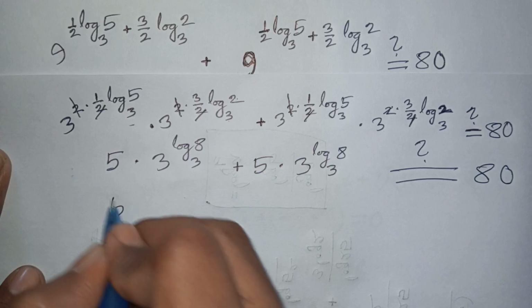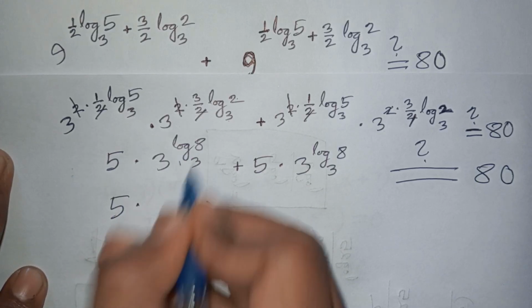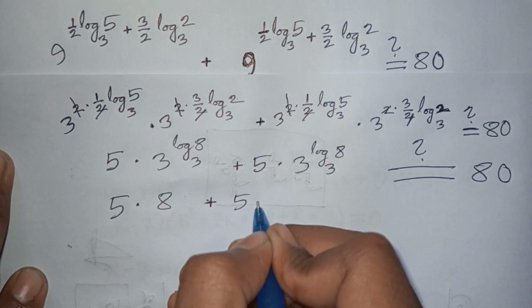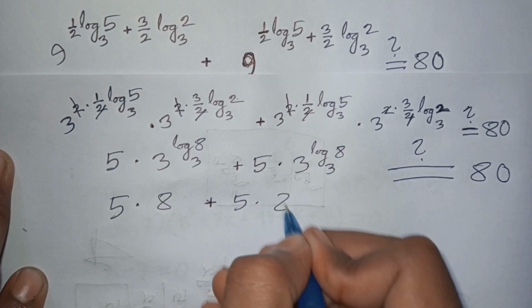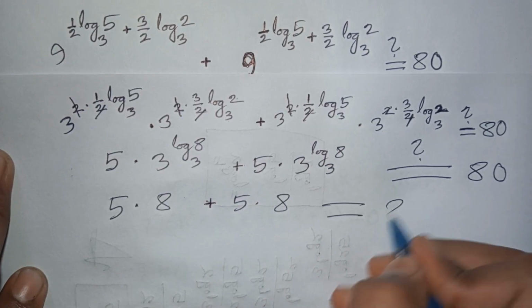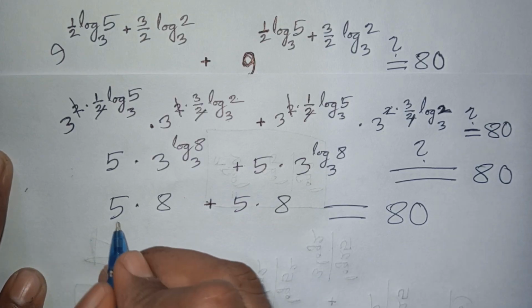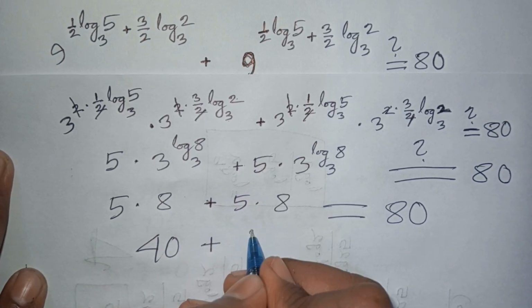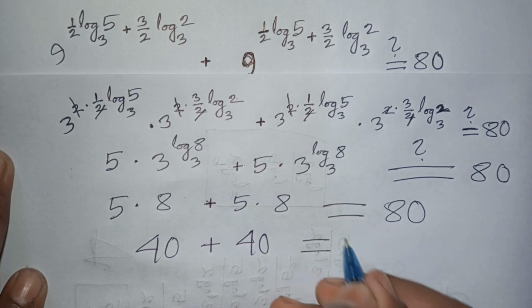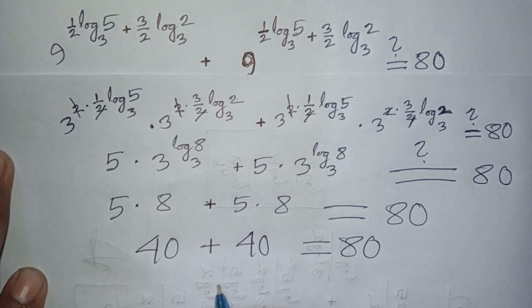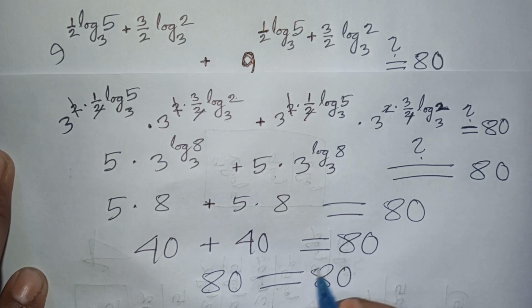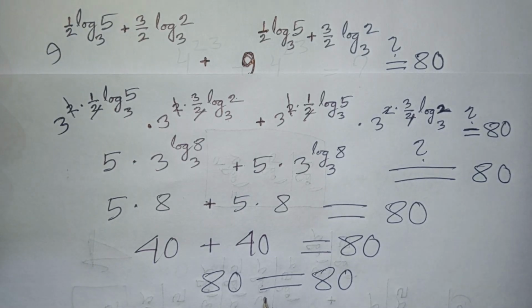Now we have 5 times 3 to the power log 8 base 3, that means it will be 8, plus 5 times 3 to the power log 8 base 3, that means it will be 8, is equal to 80. So 5 multiplied by 8, that means 40, plus 5 multiplied by 8, that means 40, is equal to 80. 40 plus 40, that means 80. So of course 80 is equal to 80. So left side is equal to right side.